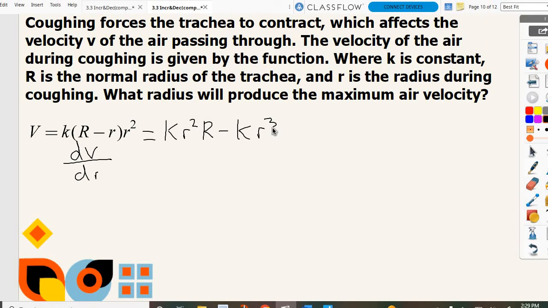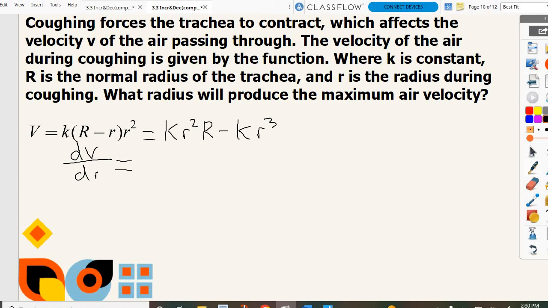So again, remember that I'm only taking the derivative with respect to r. And big R is not dependent upon little r. If big R was dependent upon little r, then I would have to do implicit differentiation, because big R would be like our y. Here, however, it's not. The normal size of your trachea is not dependent upon what it is in your cough, right? So it's just a constant as well.